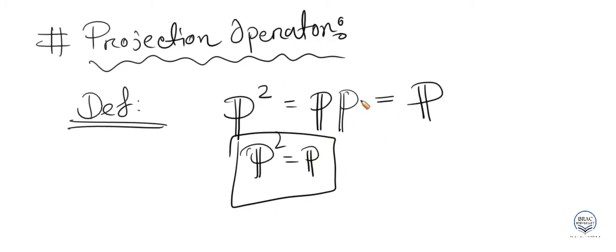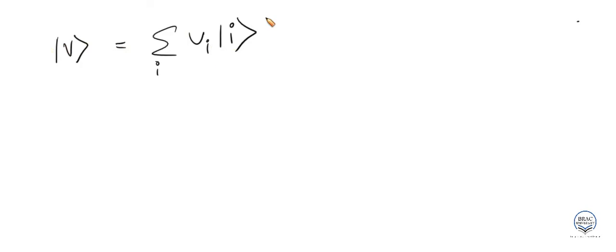If you can find an operator that satisfies this condition, that's a projection operator. But the way we're going to deal with projection operators will also give us a very important identity. So let's try to do it. If you recall, we had our vector v written like this, the sum over i of small v_i and the bases.